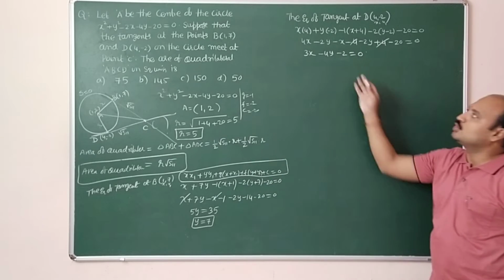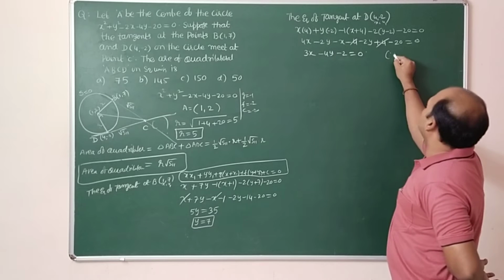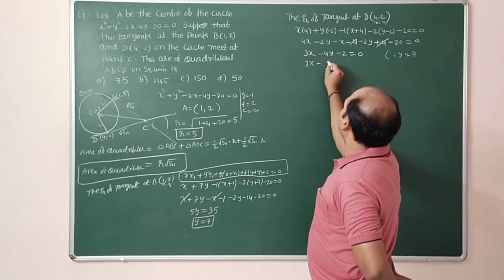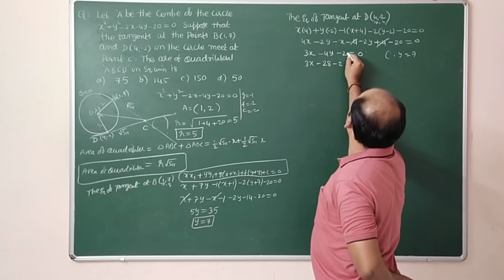So y is equal to 7, substituting this. Since y is equal to 7, 3x minus 4 sevens are 28, minus 20.